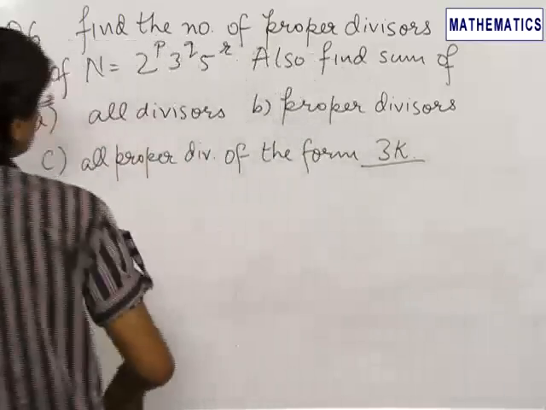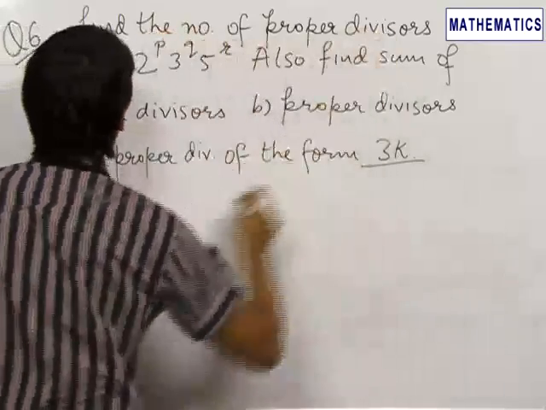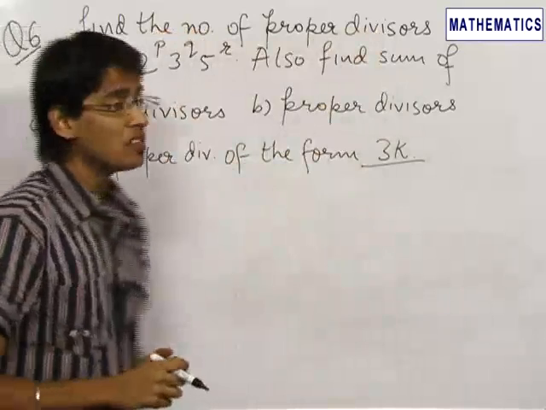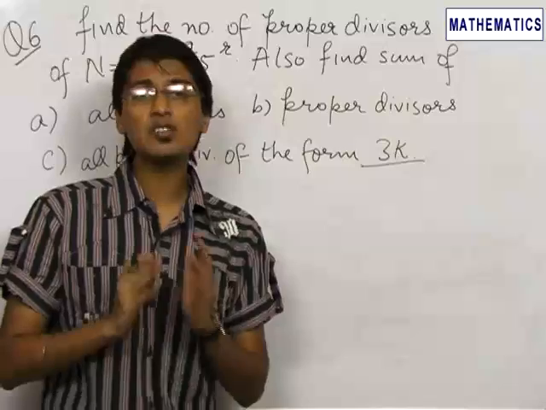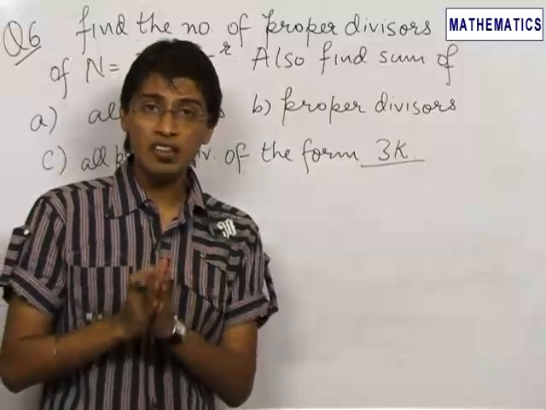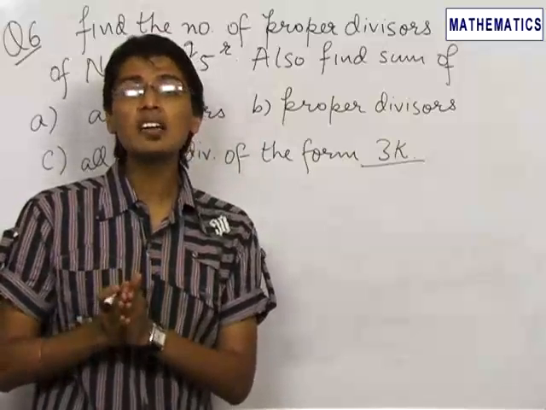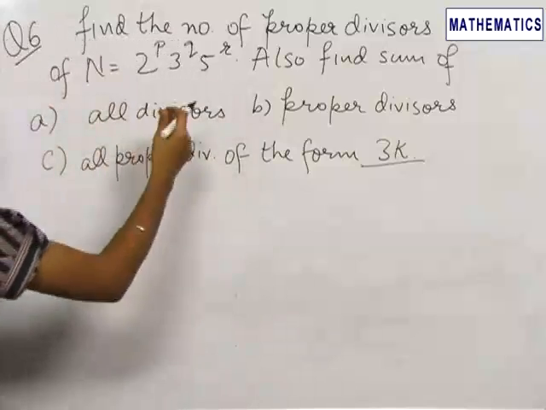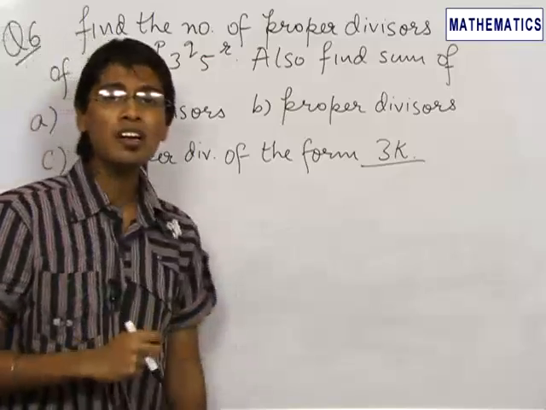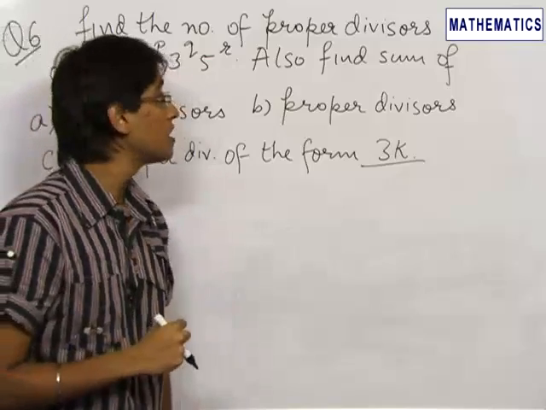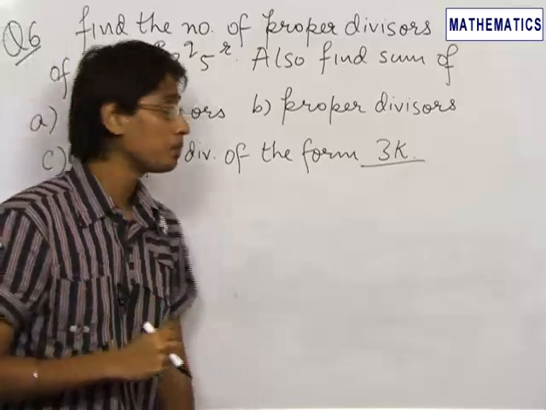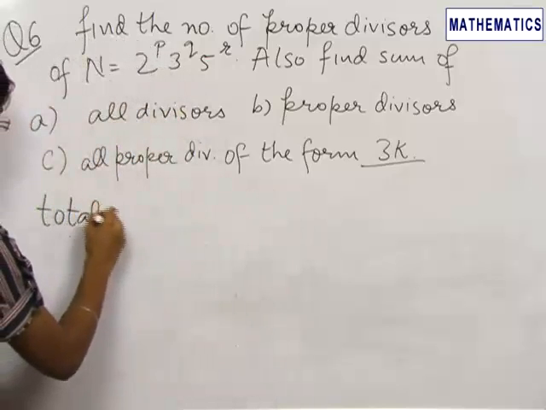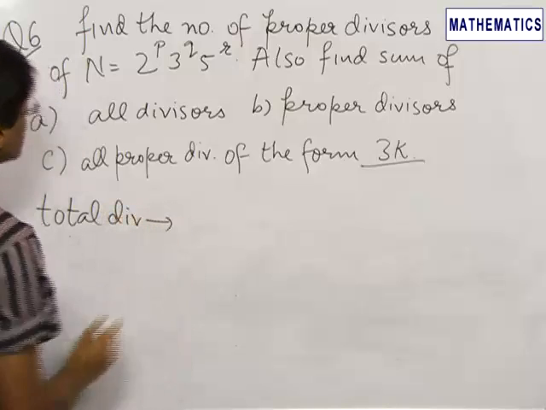So let us start with finding out the number of proper divisors of this number. Now the total number of proper divisors are equal to the total number of divisors of the number minus the divisor 1 minus the divisor the number itself. Hence we should find out the total number of divisors and subtract 2 from it, because there are 2 divisors, 1 and the number itself. The total number of divisors can be very easily found out.